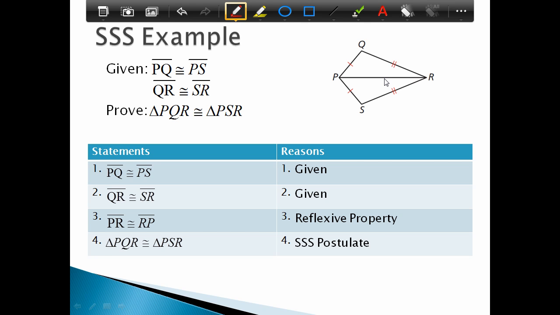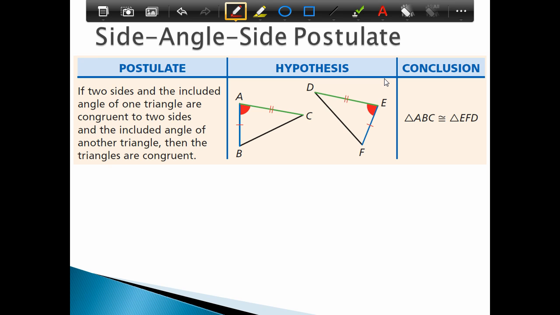Moving on. Second postulate of the night, the side angle side postulate. SAS is what everybody uses to say it because no one likes to say the full thing out. You'll find that a lot. There are a lot of acronyms in this triangle congruence stuff. So we're going to start off with SAS, and once again we're trying to prove two triangles are congruent without having to go through the entire process.